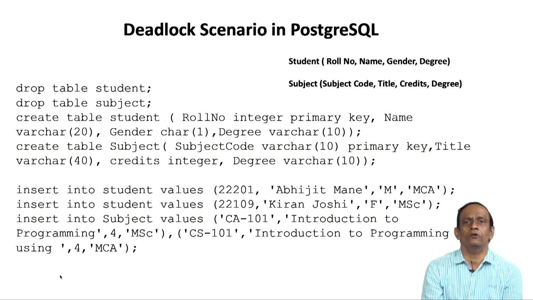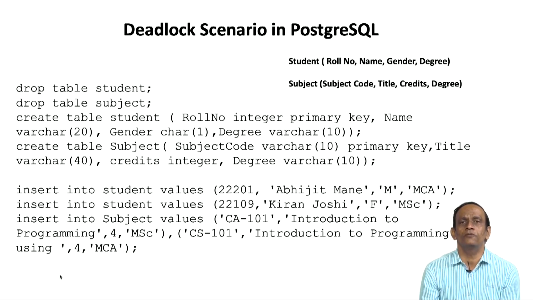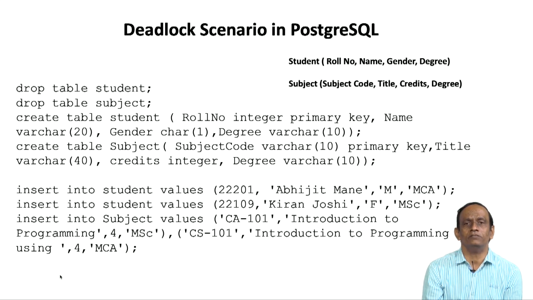Now, to demonstrate this scenario, I am making use of two relations, and I am creating a scenario where I access these relations across two different terminals, terminal 1 and terminal 2. The first relation is student, with columns roll number, name, gender, and degree. The second relation is subject, with subject code, title, credits, the number of credits for that subject, and the degree that the subject belongs to. Here I have inserted some records into these relations. Now, let us see what exactly happens when we execute the same thing on the Linux platform.